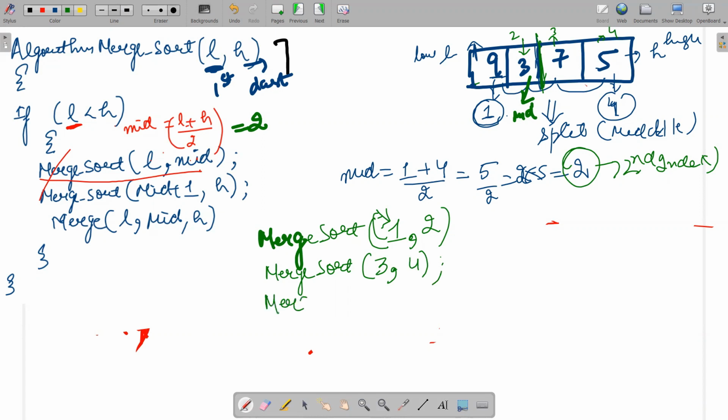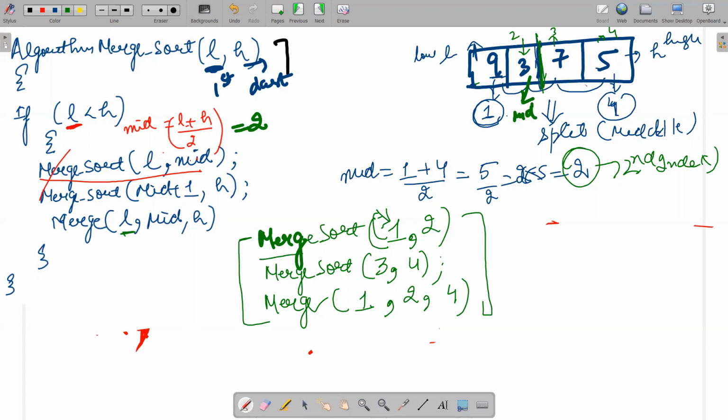Along with that, there is a merge operation that I will use for all the elements, but the first instance is 1, then the middle is 2, and the last index is 4. Now we have to calculate the solutions of these particular things. How do we go about it?